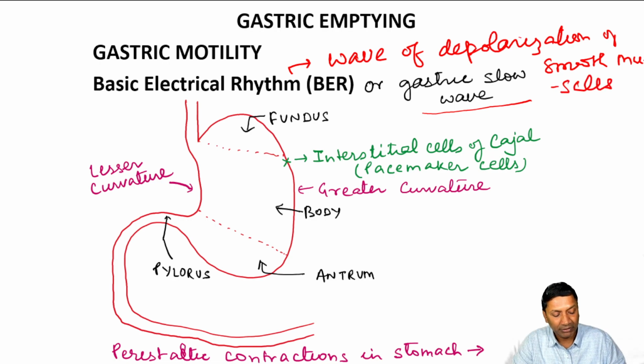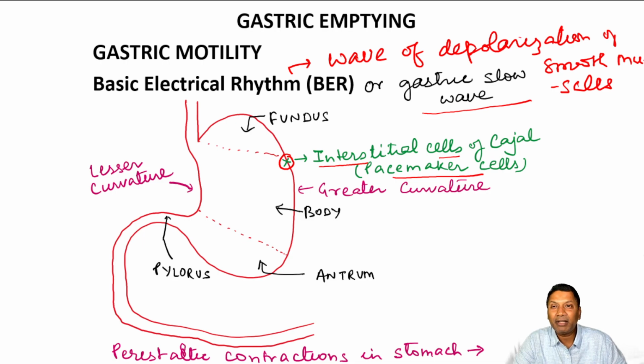So smooth muscles in the stomach, right? This basic electrical rhythm, or the BER, will originate from the interstitial cells of Cajal. The interstitial cells of Cajal are also called the pacemaker cells. These pacemaker cells are present in the circular smooth muscle layer near the junction of the fundus and the body on the greater curvature. In this diagram, you can see the location of the interstitial cells of Cajal. They are present in the circular smooth muscle, right?